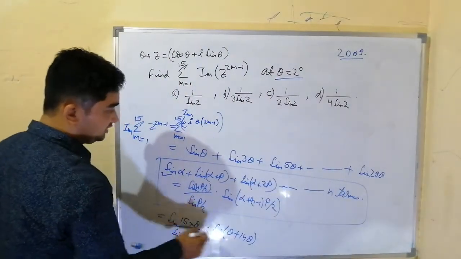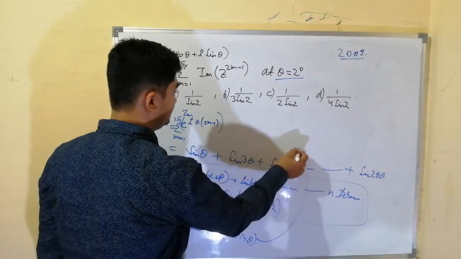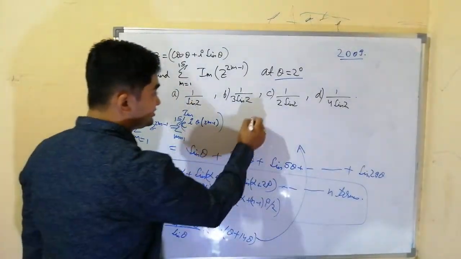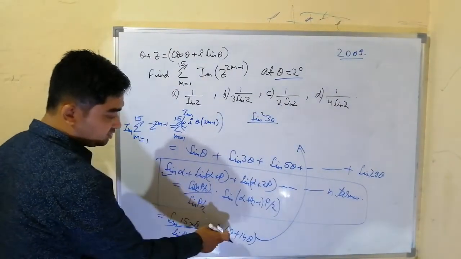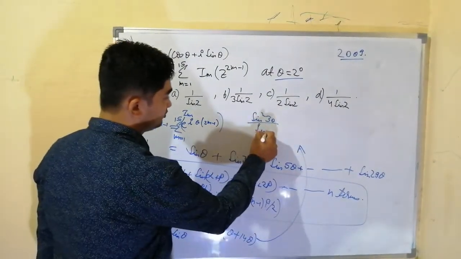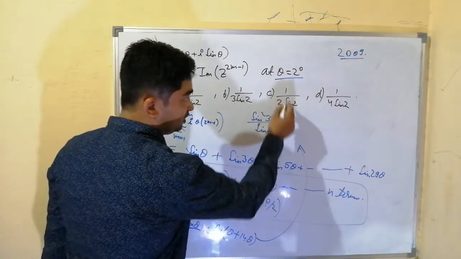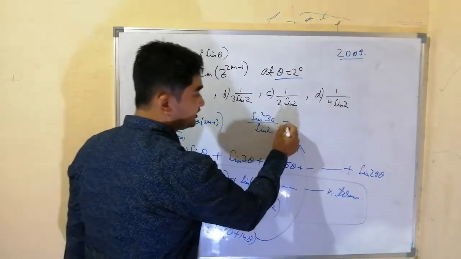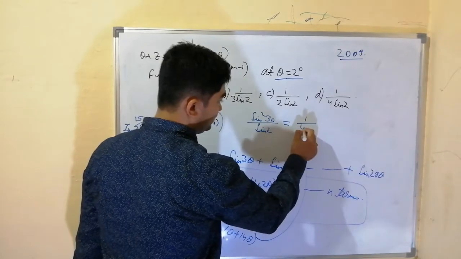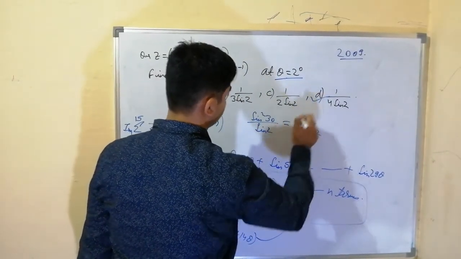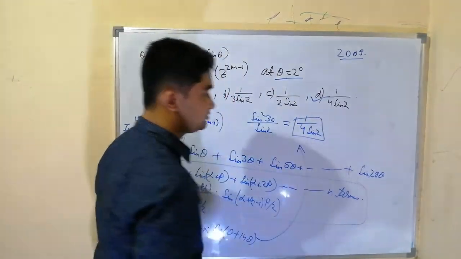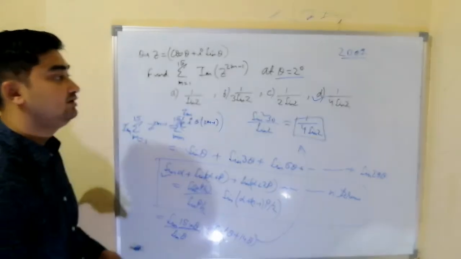Then after this what we will have? Let us write here. It is sin square 30, because sin 30 into sin 30 divided by sin 2, putting theta equal to 2. What is sin 30? It is 1 by 2. So sin square is 1 by 4 into sin 2. So this is the answer. The value of this expression is 1 by 4 sin 2.